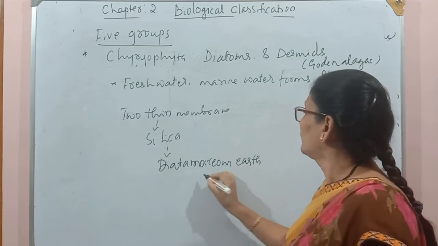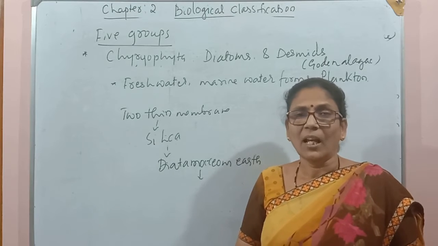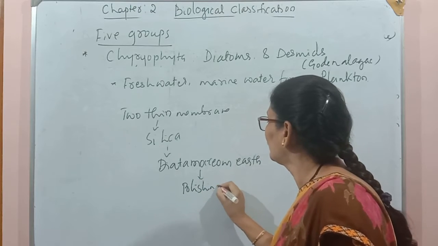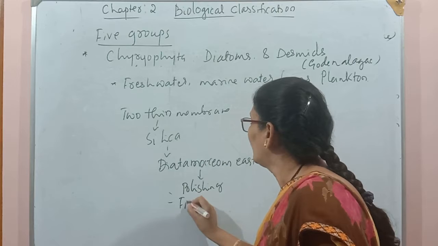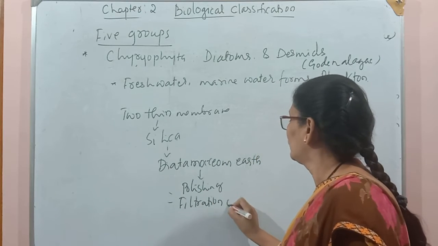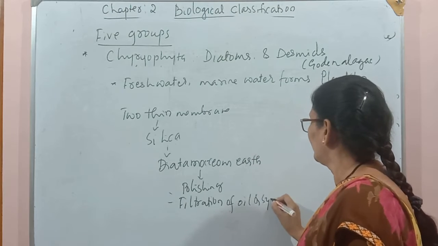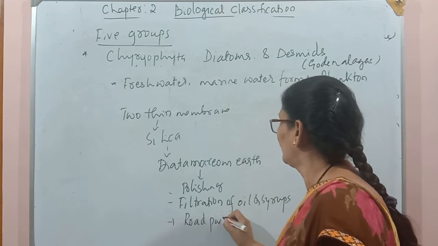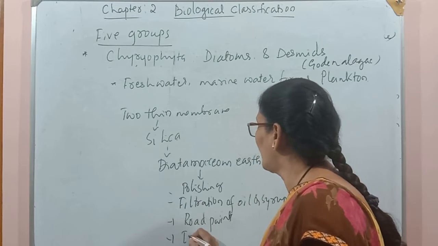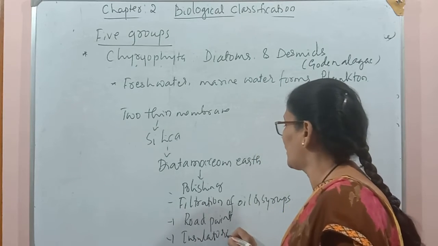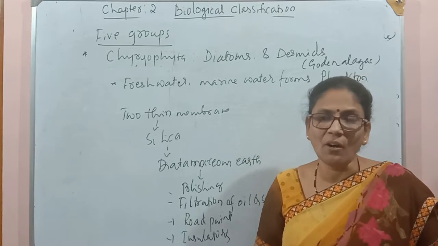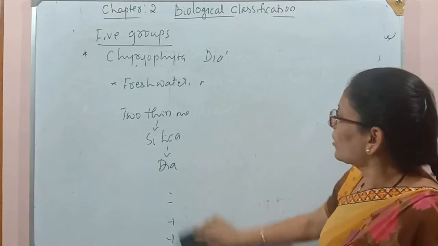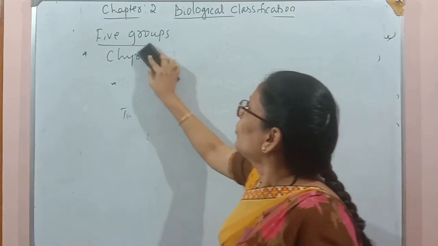The soil of this earth is gritty and that's why it is used for polishing, for filtration of oils and syrups, for road paints, and also as an insulator. So these are some of the uses of diatomaceous earth. And these diatoms are the chief producers of the ocean.